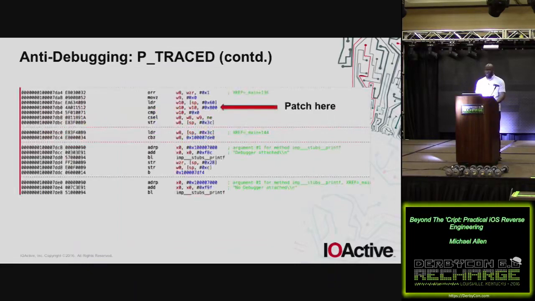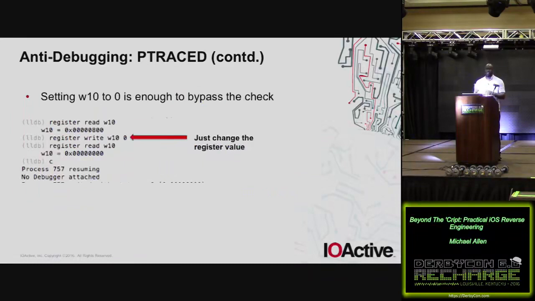And so if we look in our disassembly, we again see the AND instruction of W10 against the P_TRACED value. All we need to do is read the register using register read. We see the value there. And so to bypass the check, all we need to do is update it to any arbitrary value. In this instance, I just wrote a 0, right? So that the AND instruction, that check would fail. And pretty much done.